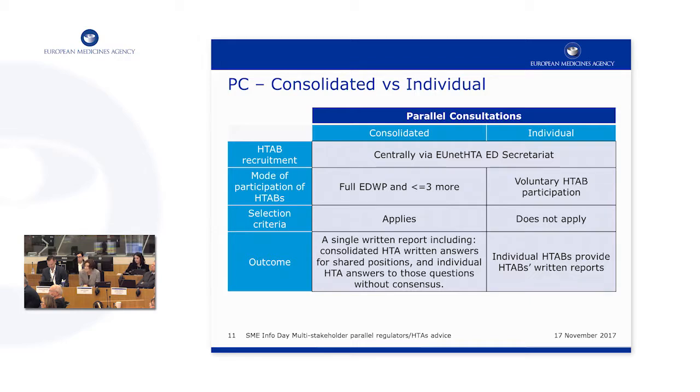So just to summarize some of the similarities and differences between individual and consolidated from the HTA perspective. For both of them, the HTA recruitment is centrally via the HTA Secretariat. By that I mean getting the HTAs to say they will come on board. The mode of participation for HTAs for consolidated is a full Early Dialogue Working Party, but up to 3 more. For individual, it's voluntary HTA participation. The eligibility criteria have been applied in the case of consolidated, but if these are not satisfied, then it would be an individual. The outcome, importantly, for consolidated, is that there would be a single written report from the HTA bodies.